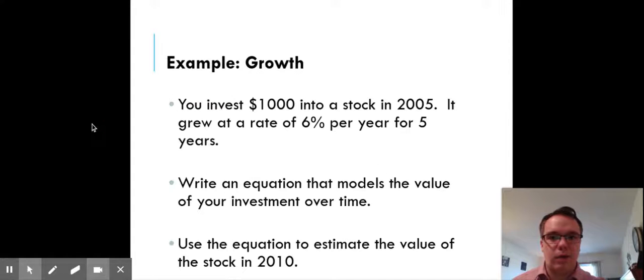So here's the example we're going to be doing. Again, I'm going to pause here so you can write this example down by pausing the video. And then once you've written it down in your notebook, hit the play button and we'll go through it. All right, so all of your examples and all your questions are going to be to write an equation and then use that equation to figure some stuff out.